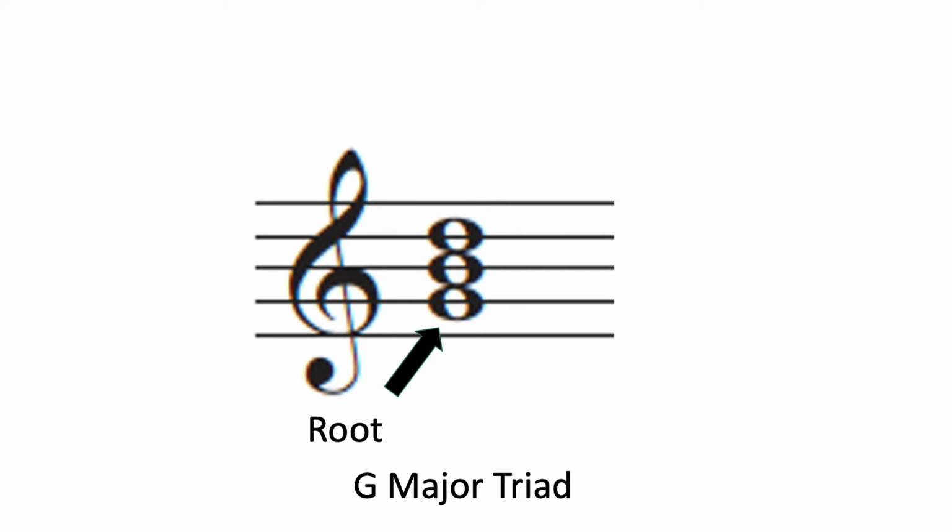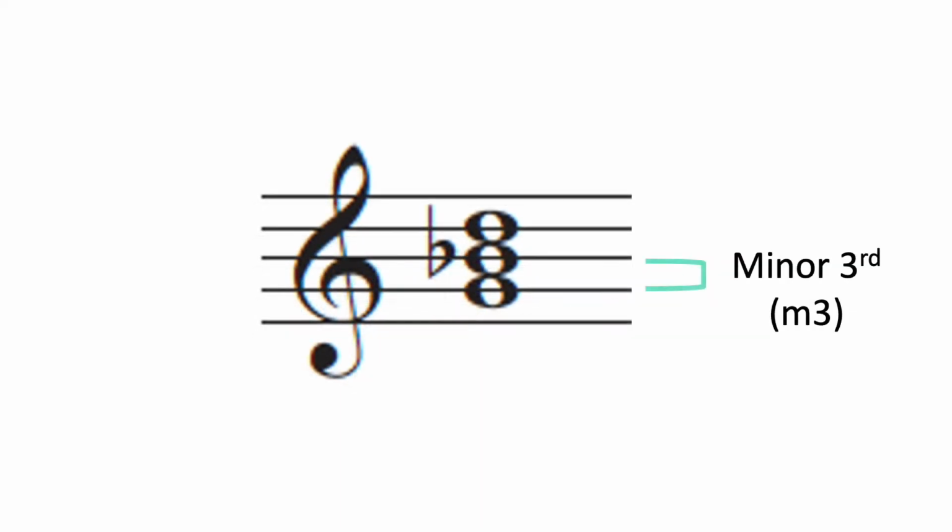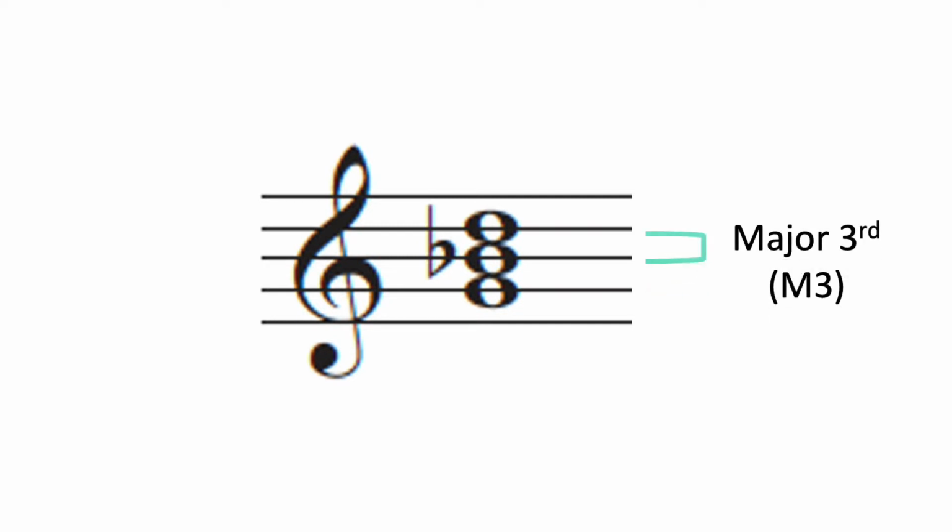Now what if we fool around with these intervals a little bit? What if we put the minor third on the bottom? The bottom two notes are a minor third, which means we're switching it, so the top two notes are now the major third. If we do that, we still have our perfect fifth from the bottom note to the top note, and this makes a G minor triad.